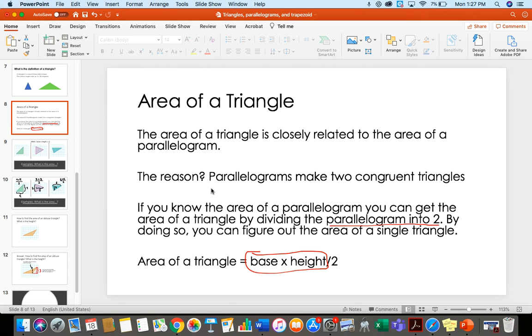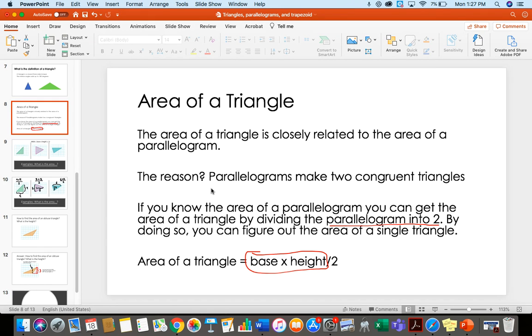Okay, if we look at the area of a triangle, we will find out that it is closely related to the area of a parallelogram. The reason for this is that parallelograms make two congruent triangles. So if you know the area of a parallelogram, you can get the area of a triangle by dividing the parallelogram into two, because we're trying to create the two triangles. By doing so, you can find the area of one single triangle.